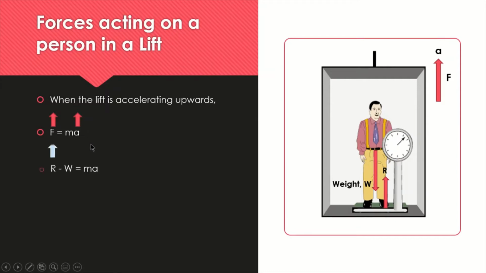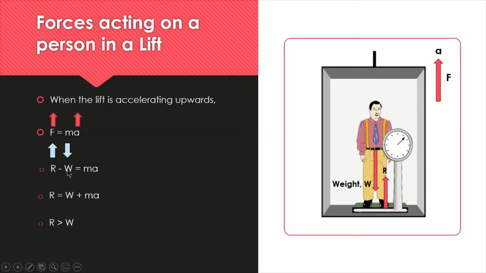Now let's look at the net force. The net force is made up of the normal reaction force. The normal reaction force is upwards, which is the same direction as the net force F. Therefore, R is positive. But the weight is acting downwards, in the opposite direction, therefore the direction of the weight is negative.